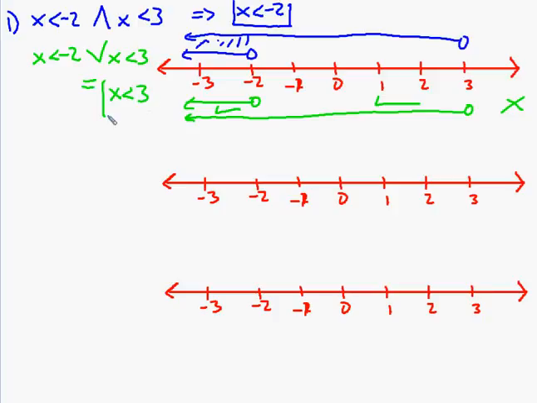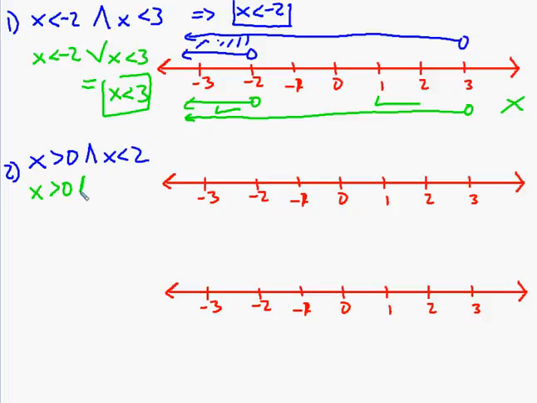Maybe we'll just do 2 of these, I don't know. It gets repetitious. Let's say we have this case. x is greater than 0 and x is less than 2. And in green, we will do the same thing, except we'll switch to an or.